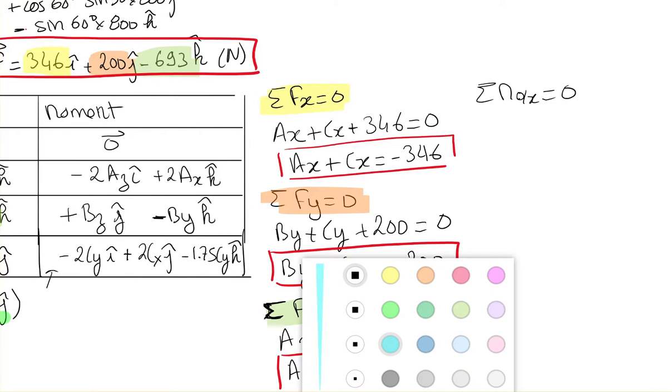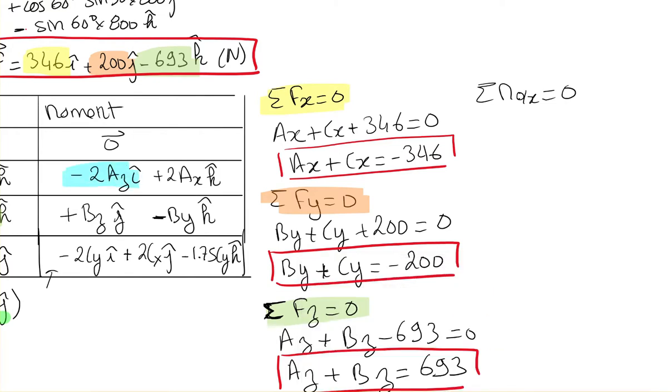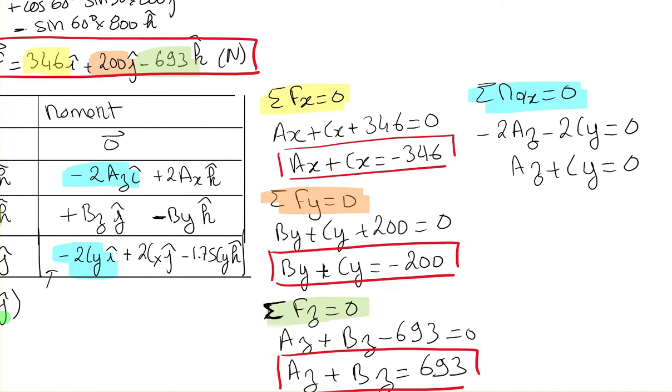Blue one. On X, we have this one and this one. So we have minus 2 AZ minus 2 CY, it's equal to 0. And that's it. So we can just write that AZ plus CY is equal to 0 if we divide everything by minus 2. That would be easier. So that's the moment on X.